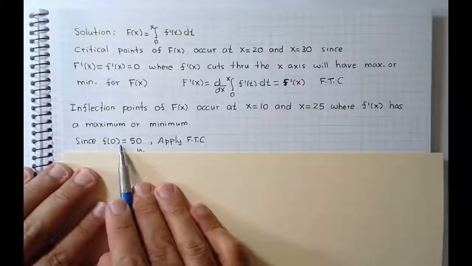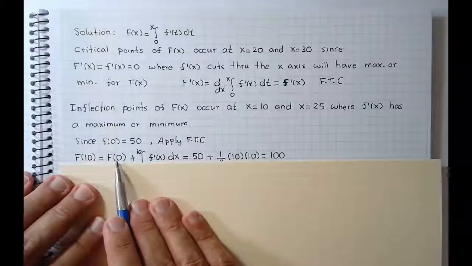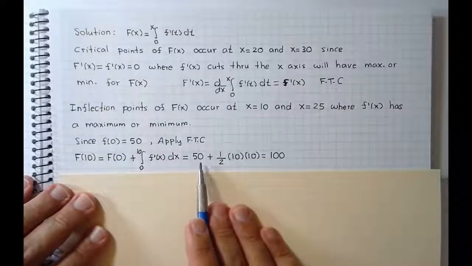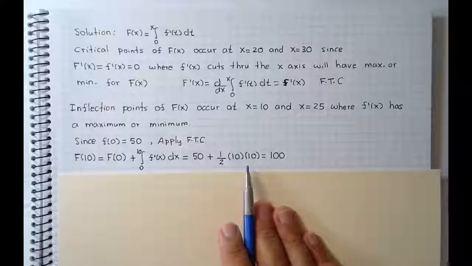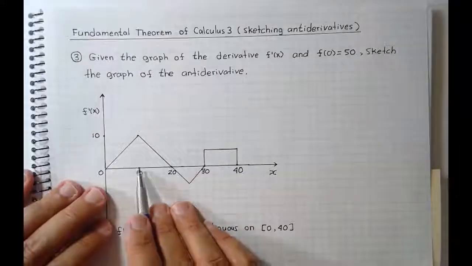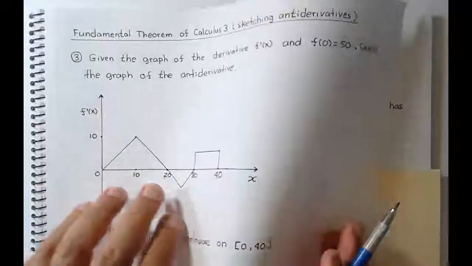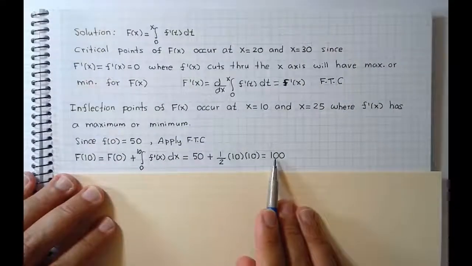We know that F of 0 is 50, and F of 10 is going to be F of 0 plus the integral from 0 to 10 of f prime of x dx. That's going to be 50 plus 1/2 times the base times the height. So the integral from 0 to 10 is just the area of this triangle. 1/2 the base, which is 10, and the height is also 10. That gives us 50. So 50 plus 50, that is 100.